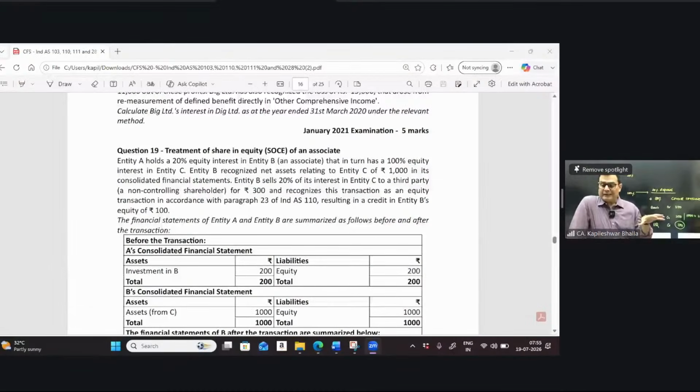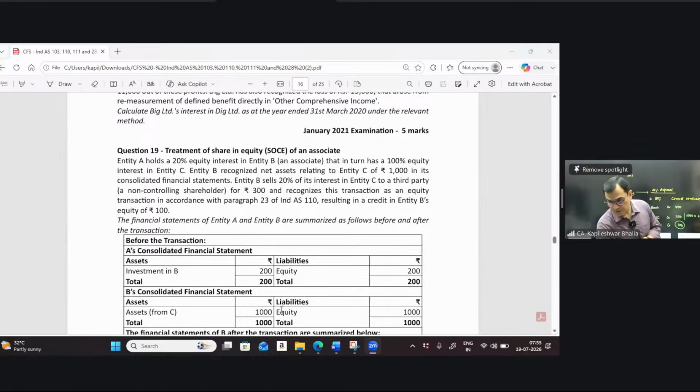So if I read the inputs again in the first para, it says B recognized a net assets of C 1,000. B sold 20% interest to a third party for 300, recognized this transaction as equity in accordance with Ind AS 110, resulting in a credit in B's equity, that is 100. Now, if the equity of B increases by 100, that means the net assets of B increases by 100. And if there is a change in the net assets of B, you can well imagine that this led to an increase in the net assets. So correspondingly, A as an investor would put investment debit. But what is the corresponding credit? When accounting, he should give a credit to equity.